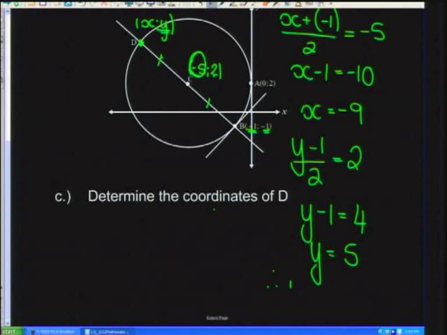So obviously, just make sure you write there. The D is then the coordinates of -9 and 5.